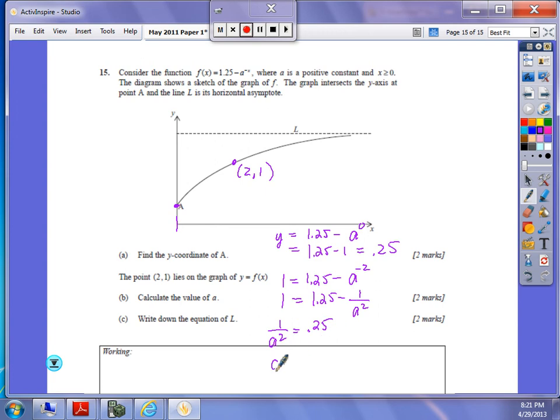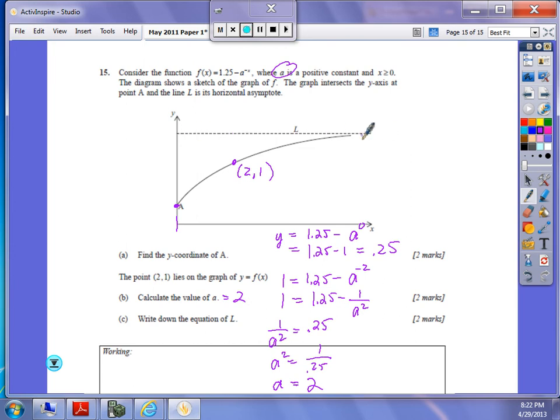So that means that a squared is equal to 1 over 0.25, and a is equal to, now normally we would do plus or minus in this problem, but they tell us in the beginning of the problem that a has to be positive. So a is equal to 2. So the value of a is equal to 2. Now it says write down the equation of L. L is the horizontal asymptote, and we want to know what this horizontal asymptote is.